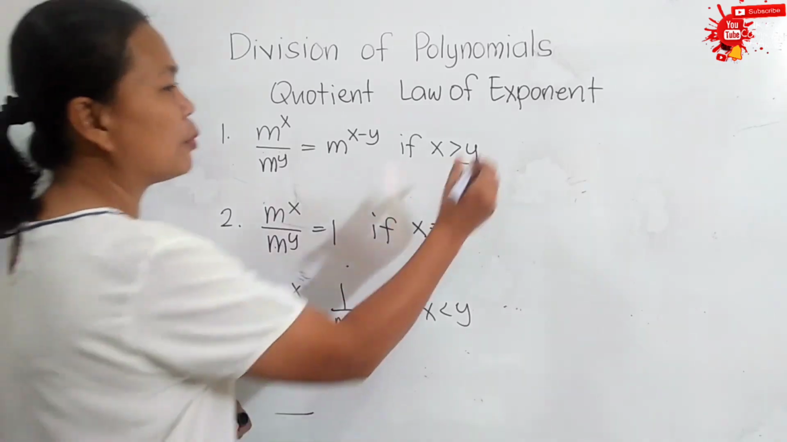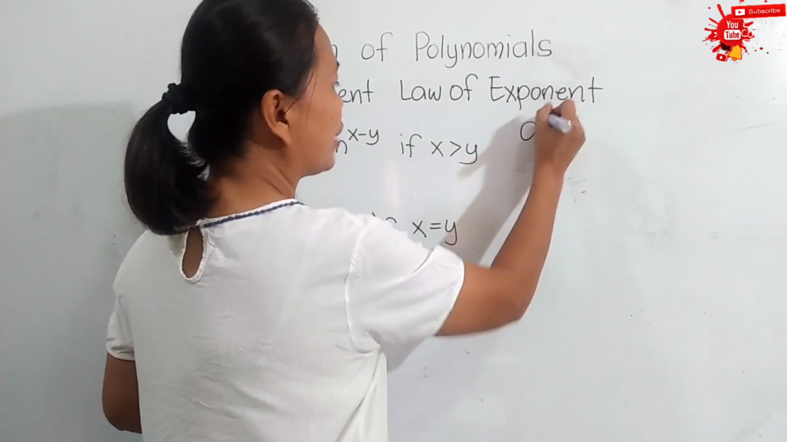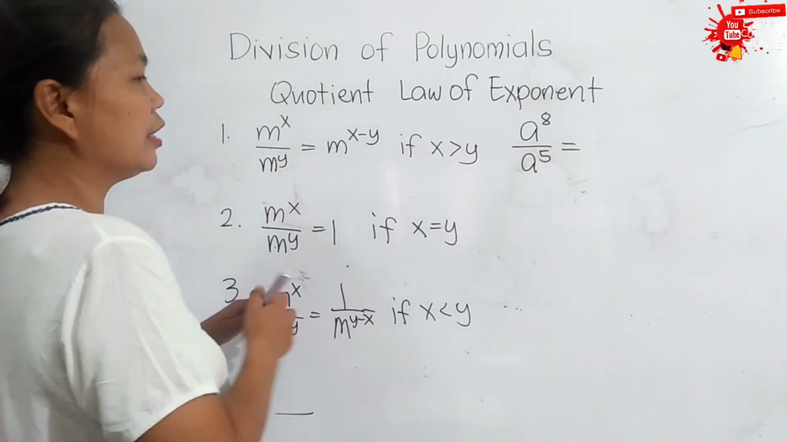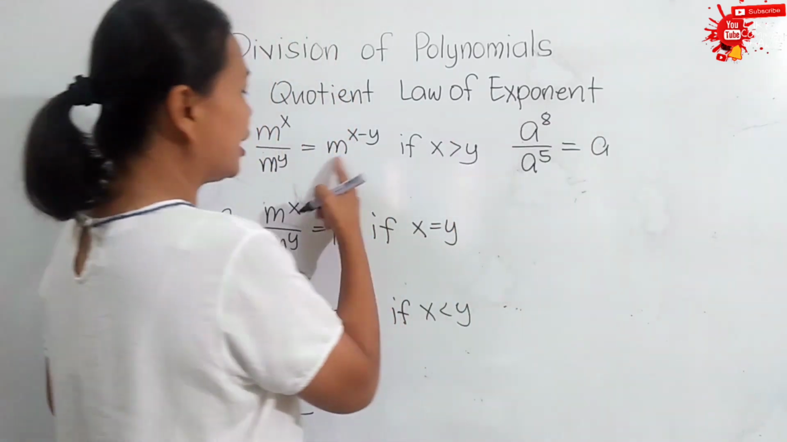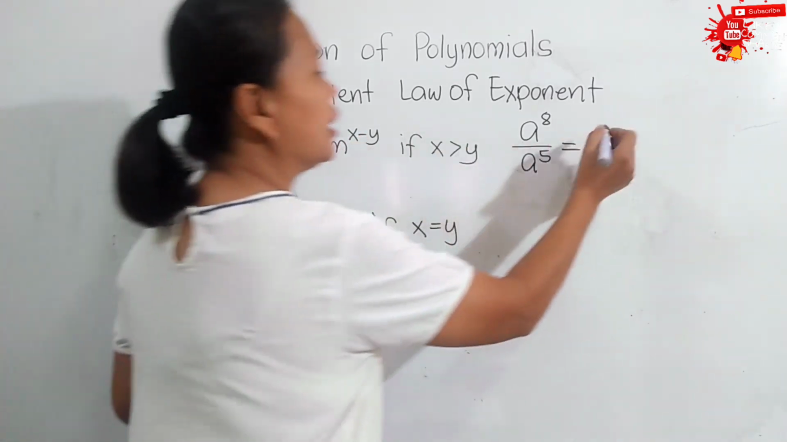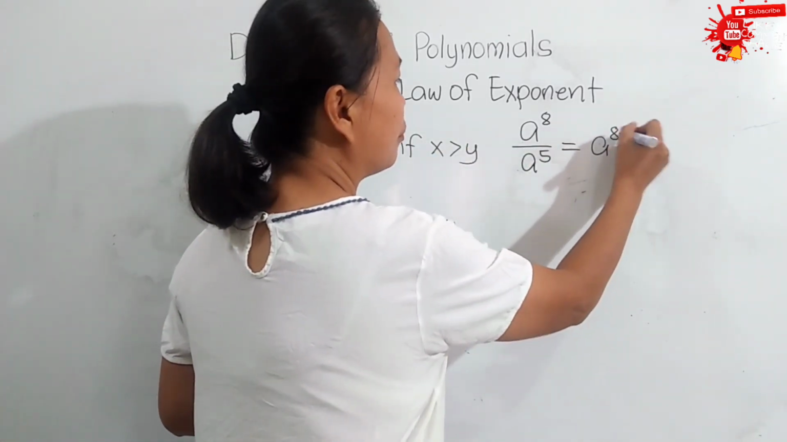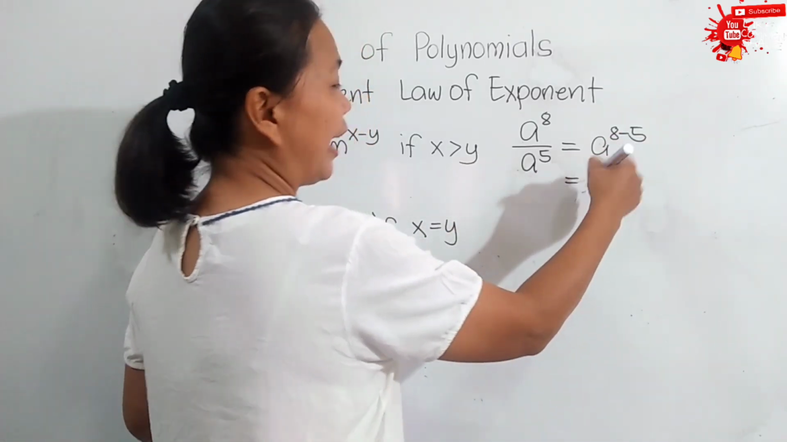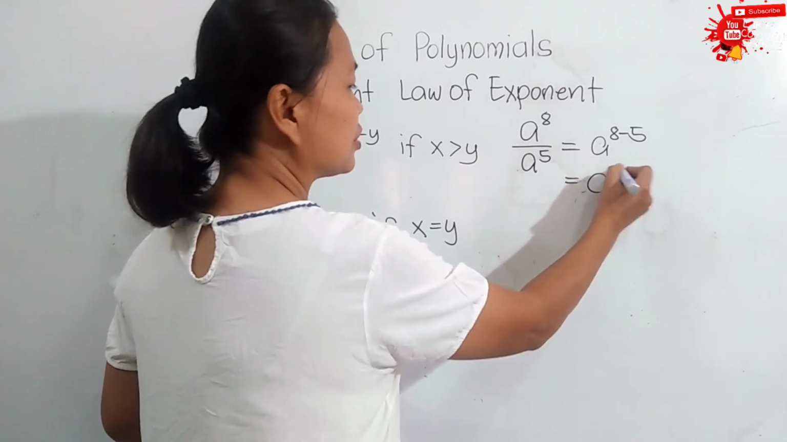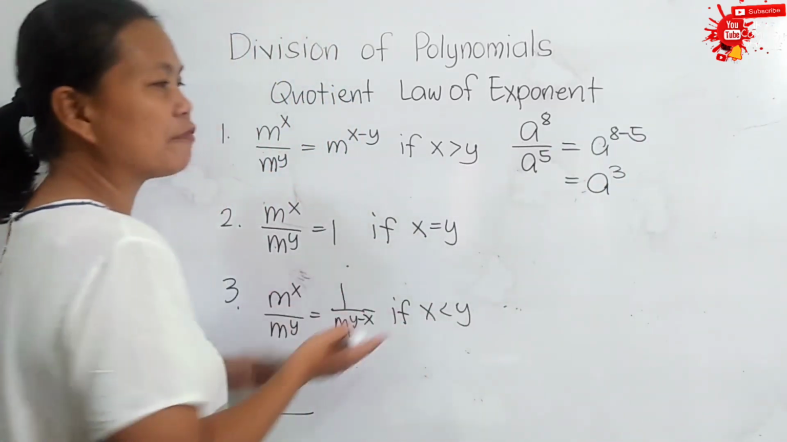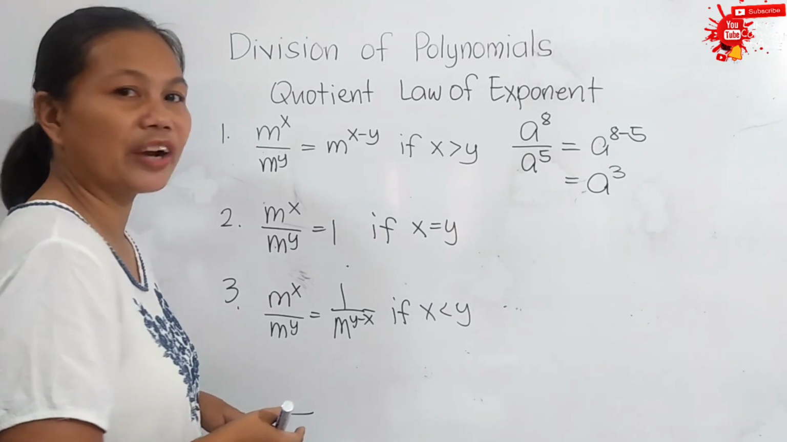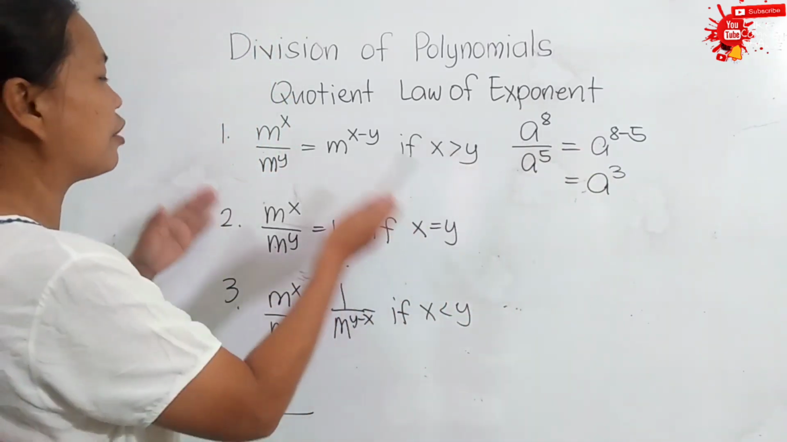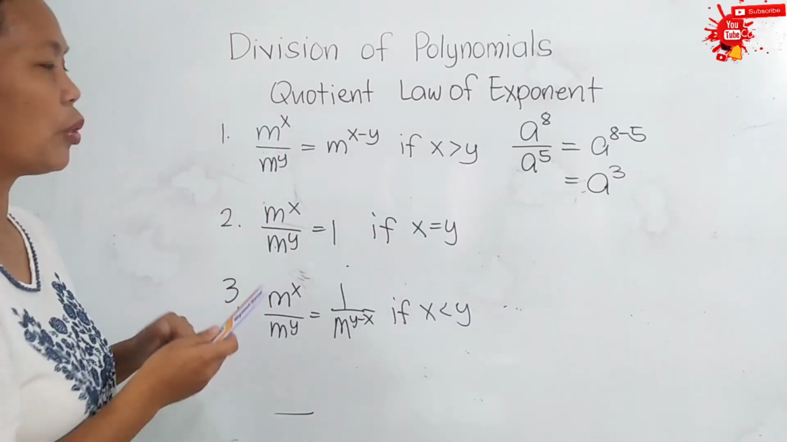So for example, we have here a raised to 8 over a raised to 5. So we just copy a, m raised to x minus y. So a raised to 8 minus 5, so we have 3. So the simplified form of a raised to 8 over a raised to 5 is a cubed. Okay, so that's the example for the quotient law of exponent number 1.